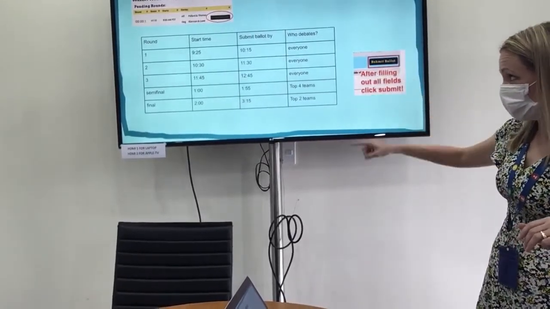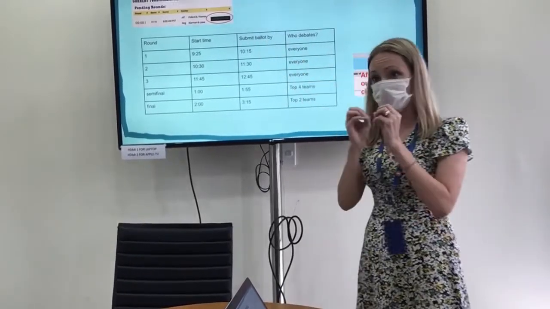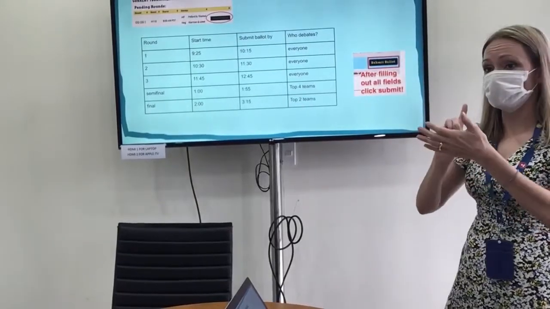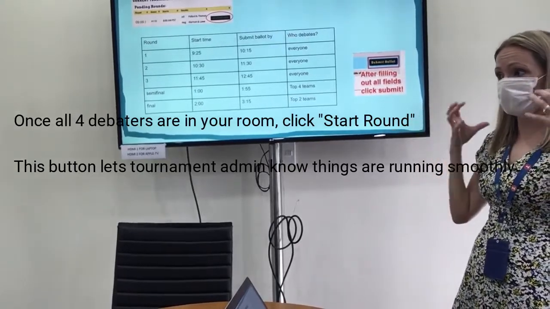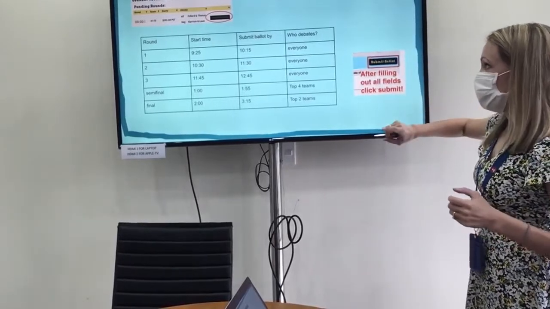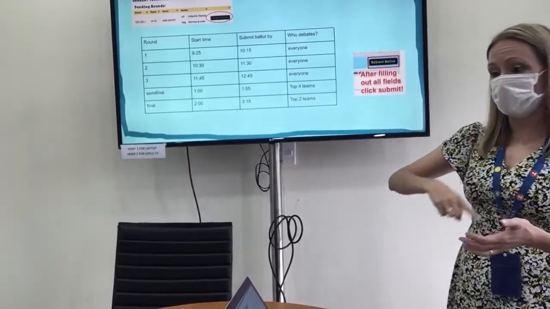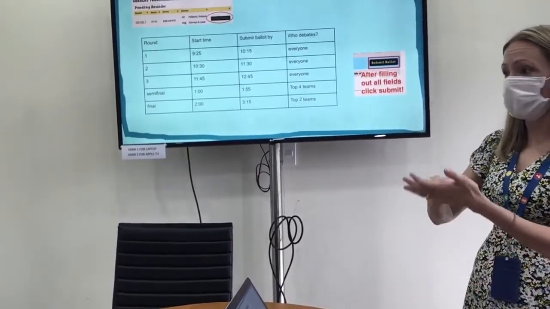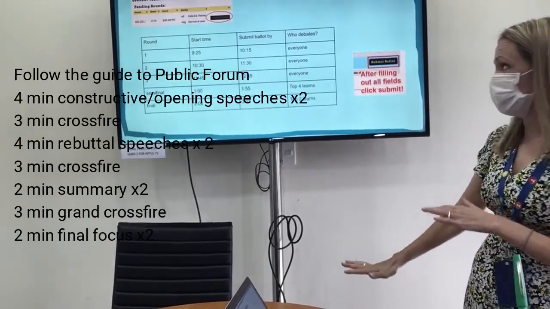So starting the round involves clicking a button that you'll see appear on Tabroom that says Start Round. You need to click that as soon as all 4 debaters show up in your virtual room. So you click that Start Round button, and then the debaters begin following the time guide that you'll use on this guide to public forum or on those ballots that I've given you. You just follow those times that you have on your paper.